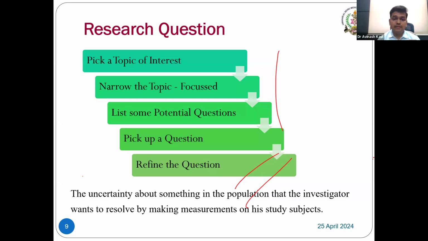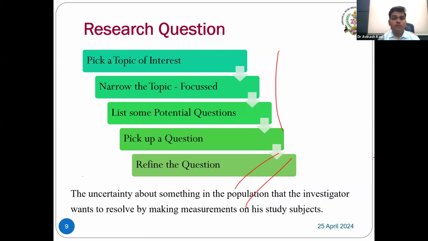So basically, it is the uncertainty about something in the population that an investigator wants to resolve by making measurements about that particular aspect using particular study subjects. That is what formulating a research question is all about.